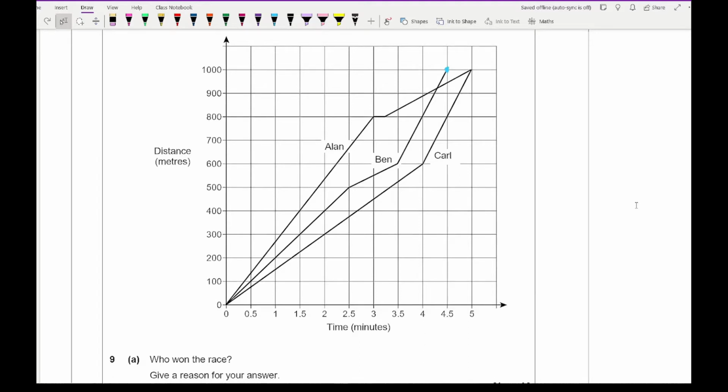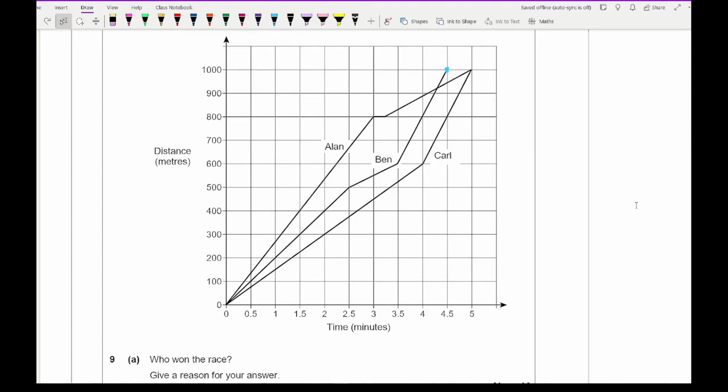So Alan started at a faster speed than the others, and then stopped for a quarter of a minute, and then ran slower than he did at the first start. Ben started at a steady pace, then slowed down, and then picked up the pace again, quoting the times and the intervals in which he did that. Whereas Carl started at a steady pace for about 4 minutes, and in the final minute started to speed up.